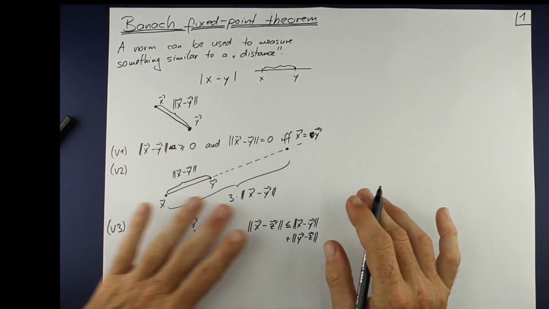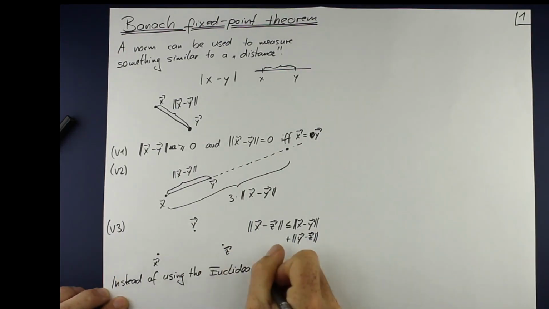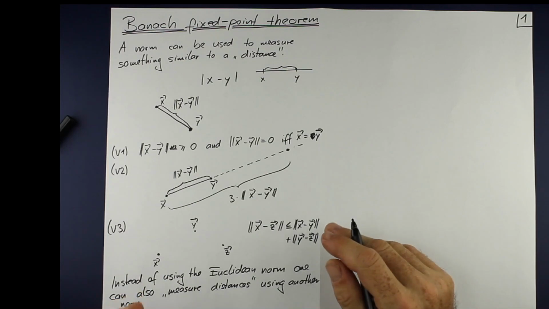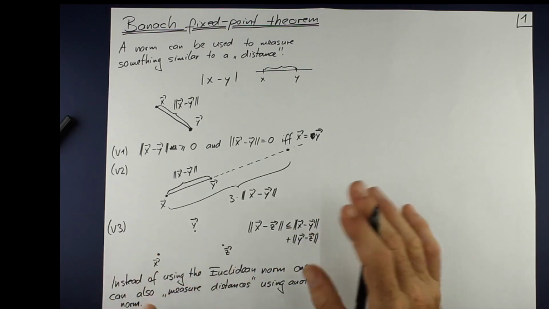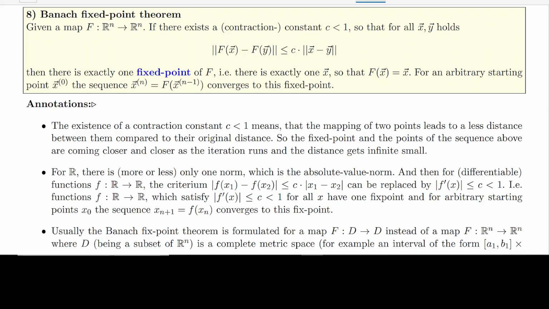And for the Euclidean norm, all that is true. And using a different norm, not the Euclidean norm, we also measure distances, but in some kind of strange way. Okay, now we understand that concept here.